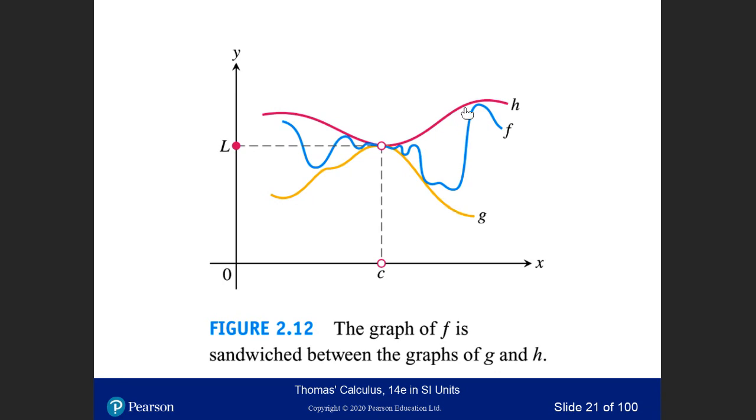But you can see also that as you approach c, either from the left-hand side or from the right-hand side, h and g have limit L. They have the same limit. Then we conclude that f must have the same limit too. This is a pictorial representation of what we call the sandwich theorem.